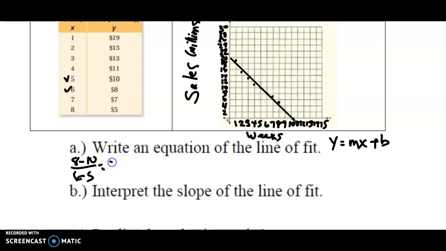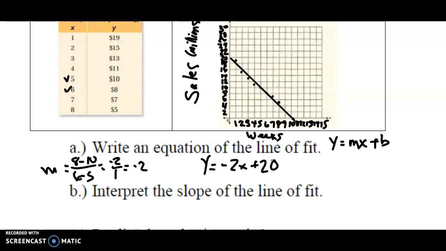So my slope is going to be negative 2 over 1, or just simply negative 2. And that's going to be my slope. The y-intercept, my line of best fit went through the y-axis at 20, so I will use that in my equation. So we'll do y equals negative 2x plus 20.